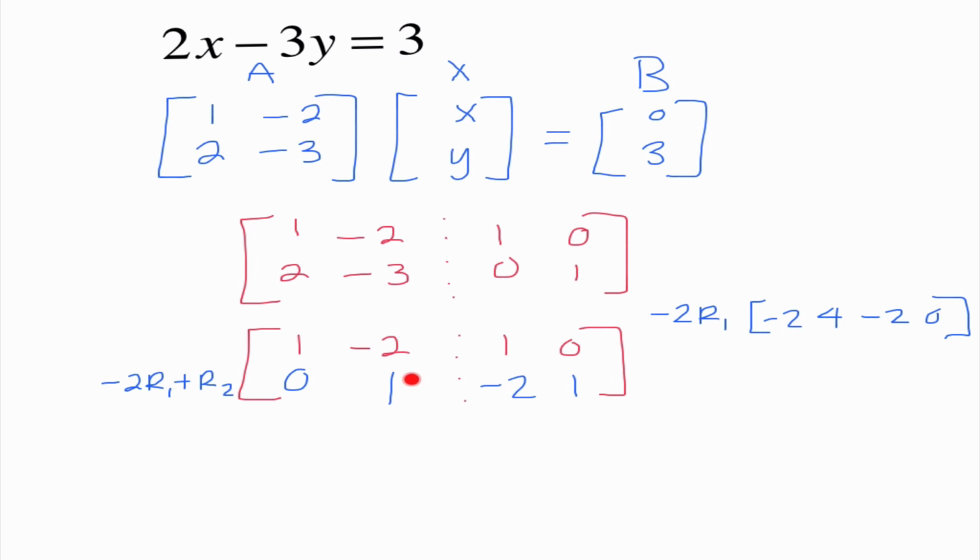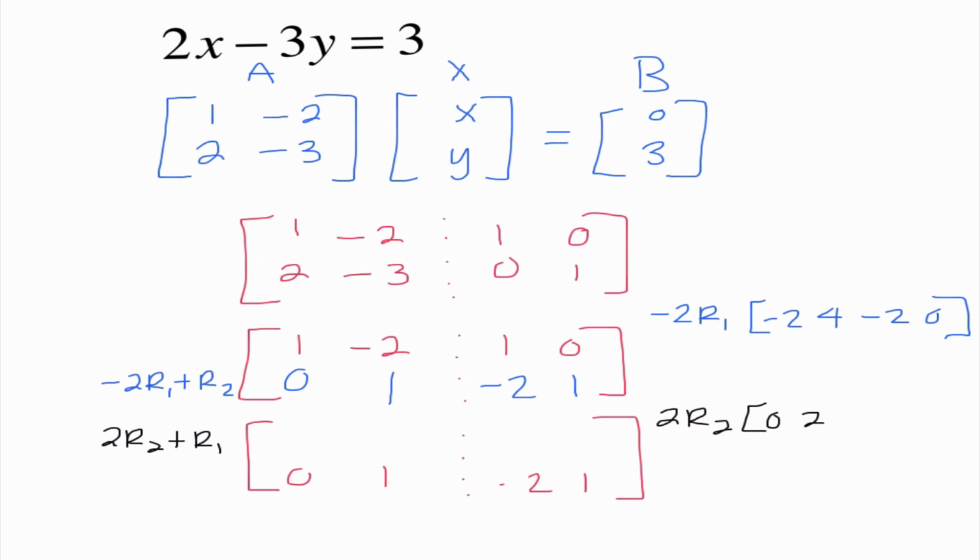Now, moving on to column 2, I already have a 1, so I need to make this negative 2 into a 0. So I'm thinking we should do 2 times row 2 plus row 1. So 2 times row 2 would be 0, 2, negative 4, because that's a negative there. It didn't show up great, and 2. So 0 plus 1 is 1. 2 plus negative 2 is 0. Negative 4 plus 1 is negative 3. 2 plus 0 is 2.